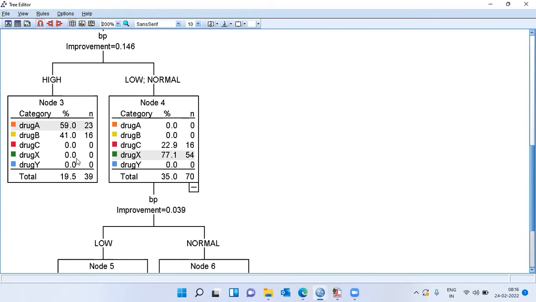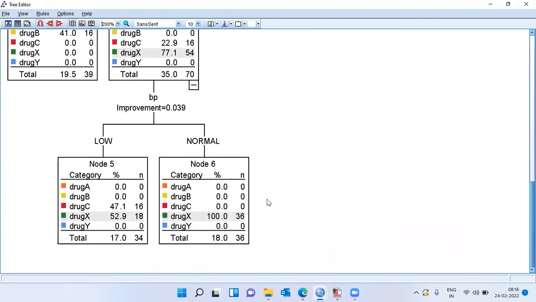So this is how a decision tree, in simple rules, in a very simple and easy to understand fashion, is able to convey very profound insights. Now let's look at the other category. This category represents those people who either have a low BP or a normal BP. If you scroll down here, we are studying specifically the low BP level.